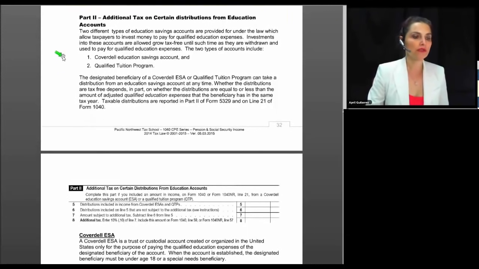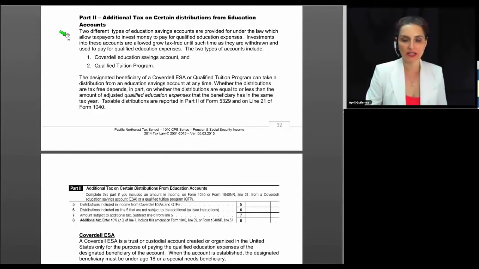Now, there are two different types of education savings accounts that are provided for under the law, which allow taxpayers to invest money to pay qualified education expenses. Investments into these accounts are allowed to grow tax-free until such time as they are withdrawn and used to pay for qualified education expenses. The two types of accounts include the Coverdell Education Savings Account and the Qualified Tuition Program.